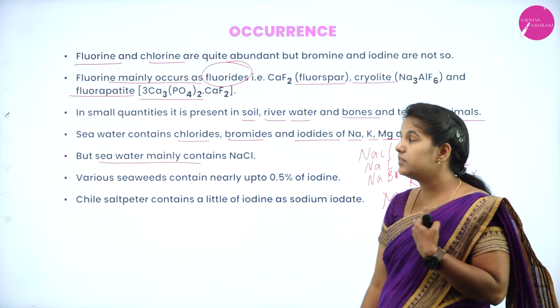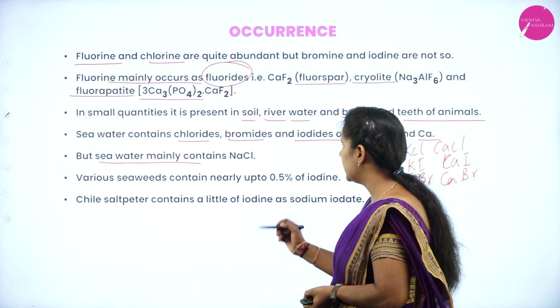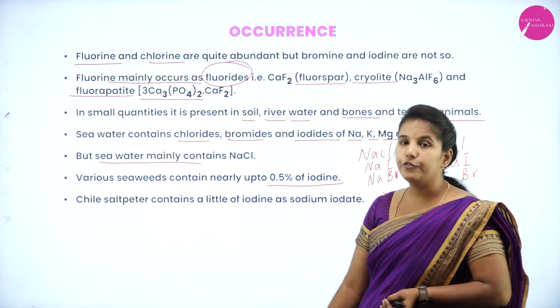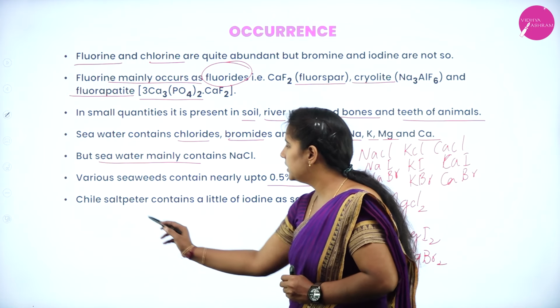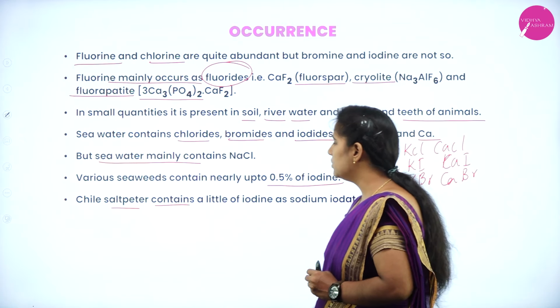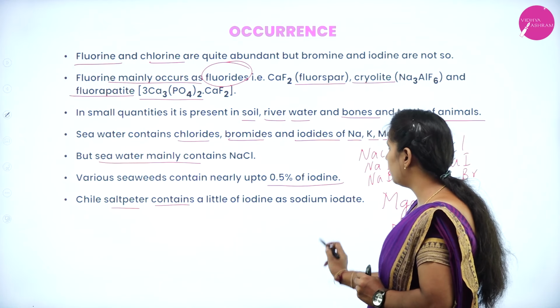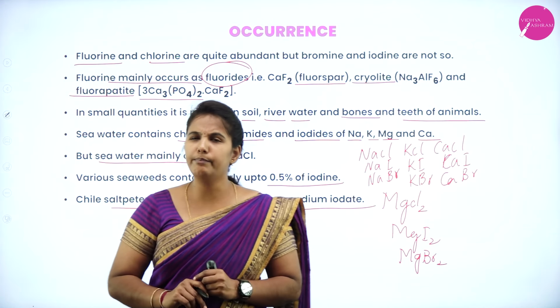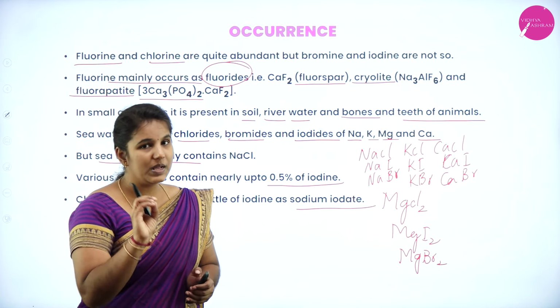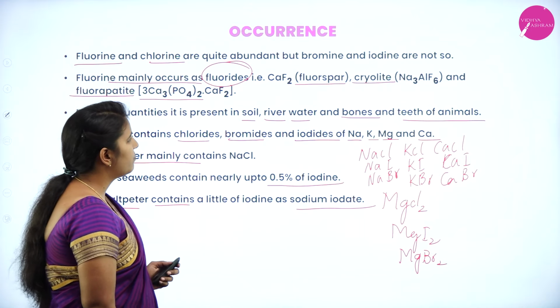Various seaweeds also contain nearly up to 0.5% of iodine. And Chile saltpeter also contains a little iodine as sodium iodide. So these are the important occurrences of the group 17 elements.